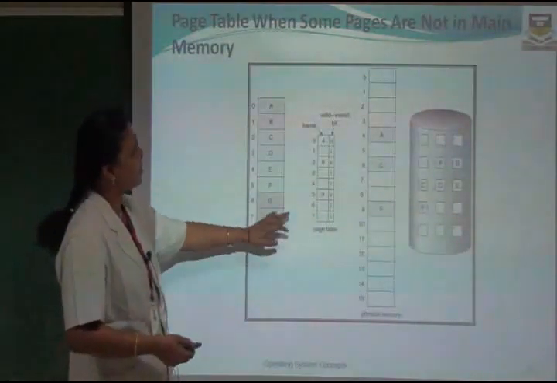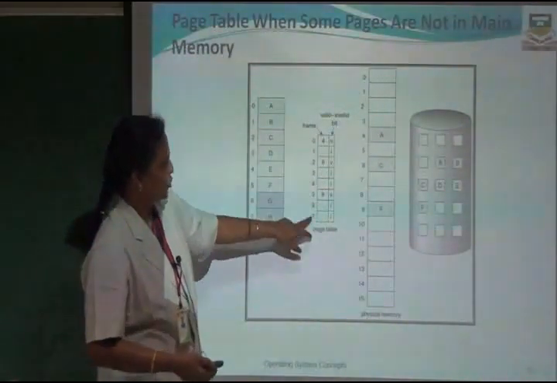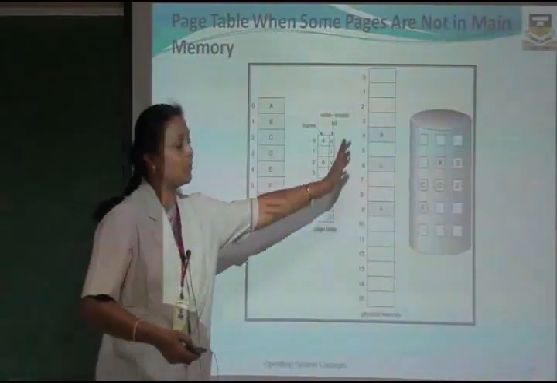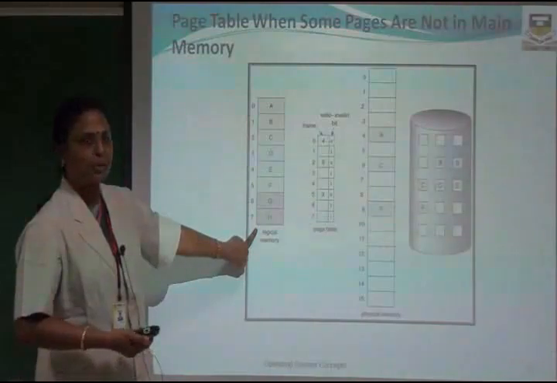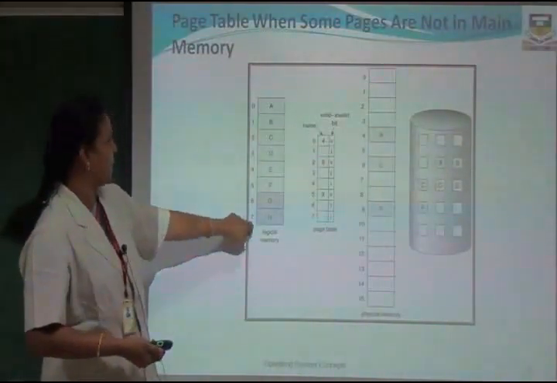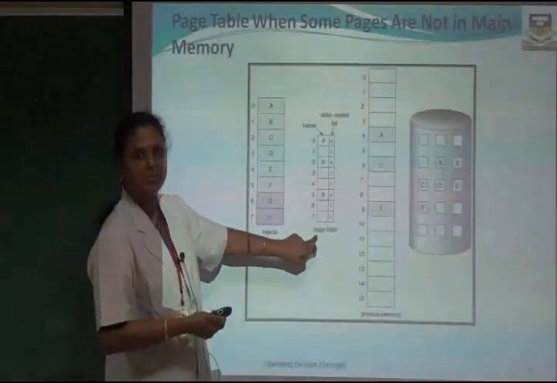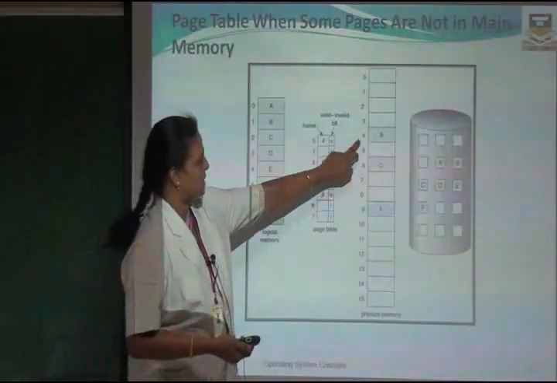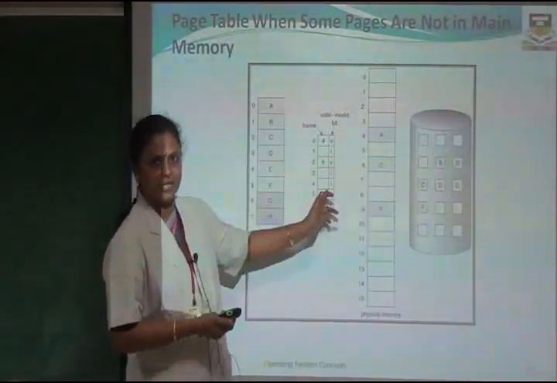So this is an example given here. This one shows some of the pages are available in physical memory and some of the pages are available in secondary storage device. So let us assume this is a program, a file containing 8 pages, from 0 to 7, and for this a separate page table is maintained. In physical memory, 3 pages, A, C and F, are already available.